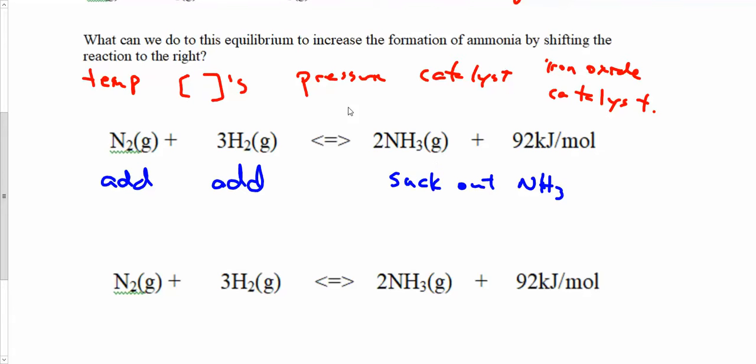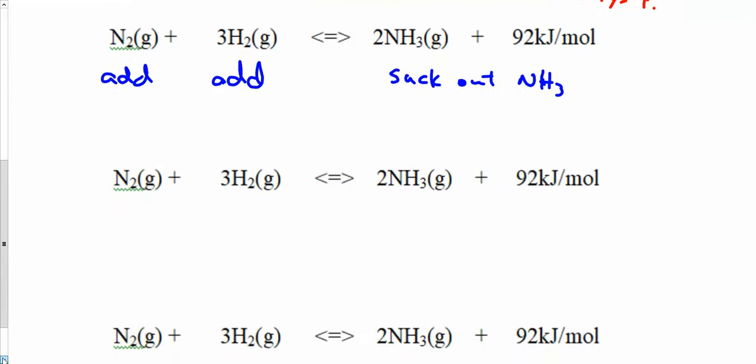So there's concentration. Pressure. If I increase the pressure of whatever vessel we're doing this in, let's start with increasing the pressure. If I increase the pressure, the system doesn't like it. It wants to undo this change. So it wants the pressure to go back down.